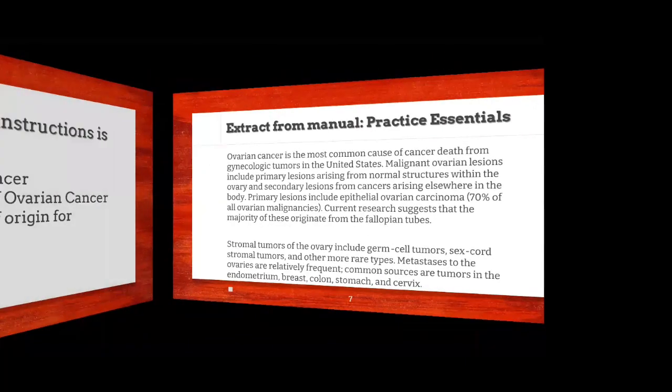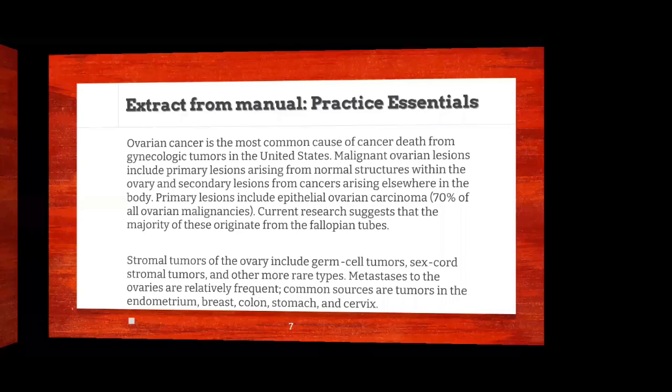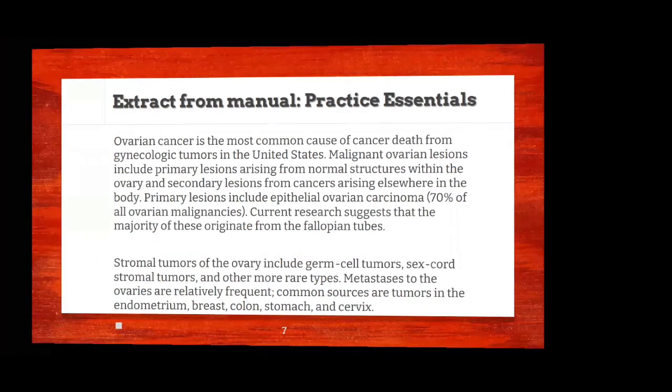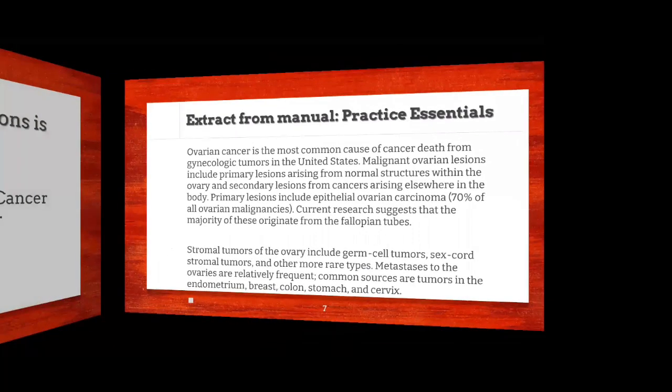Estimate the extent of ovarian cancer. How to estimate the extent of ovarian cancer. So, can you see? No. That is also not right. The extent of ovarian cancer. That is the source. Extension, that means metastasis. I think C is correct now, ma'am. So what does C say? Find out the source of origin for ovarian cancer.